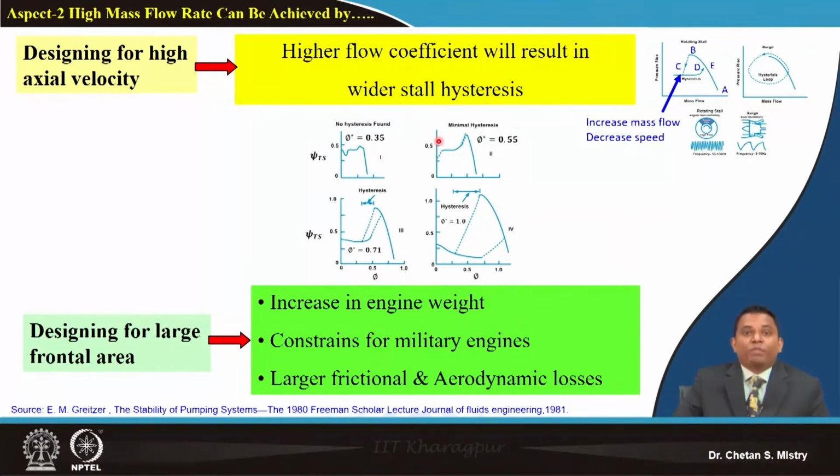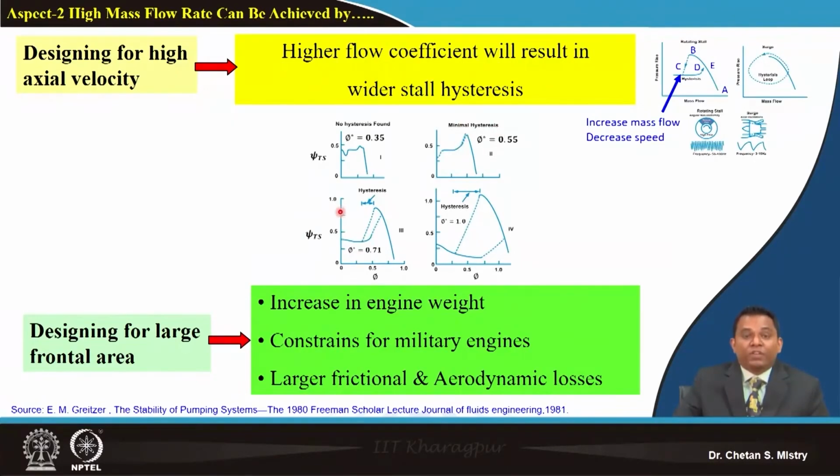So this is one of the experimentally reported works with different flow coefficients, say 0.35, 0.55, 0.71, and if you look, this is slightly on the higher side. If we have the flow coefficient in this range, when the flow coefficient is lower, my pressurizing capacity is lower, but I am not having any hysteresis kind of configuration. When we move to a flow coefficient slightly on the higher side, we will have minimum hysteresis.